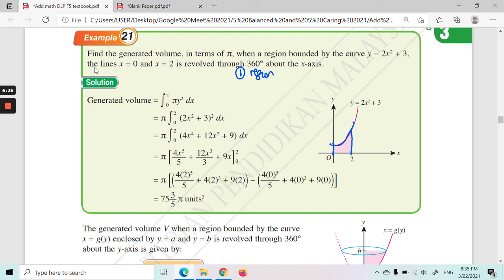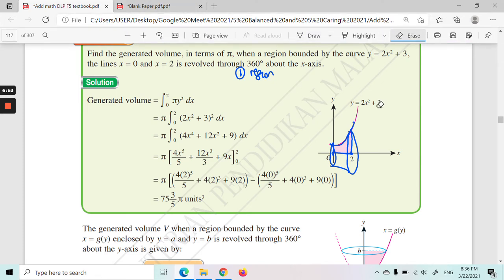And also the x-axis. So this shape is revolved 360 degrees about the x-axis. Try to imagine you will obtain something like a loudspeaker. If you cannot imagine the shape, it doesn't matter. The most important thing is you know how to build the formula, so I'm going to teach you how to build the formula.